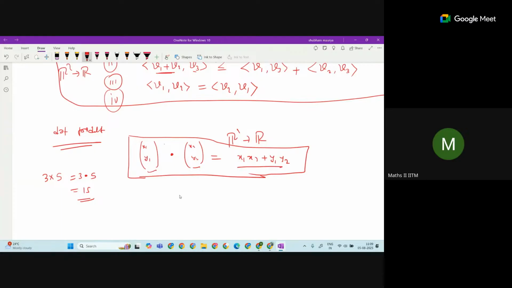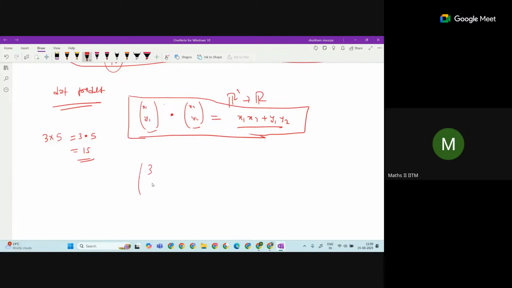Now let's find some value. Let's say (3, 5) dot (5, 6). What is going to be the value here? Anyone can tell? Anyone can answer this? 45, sir, 45.